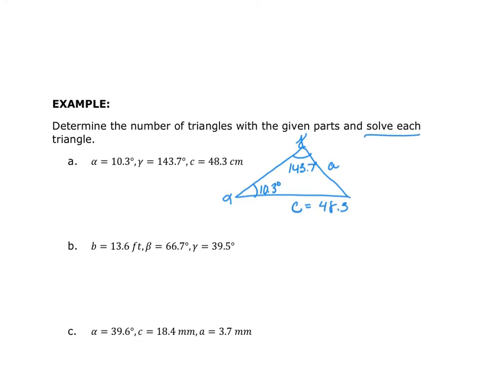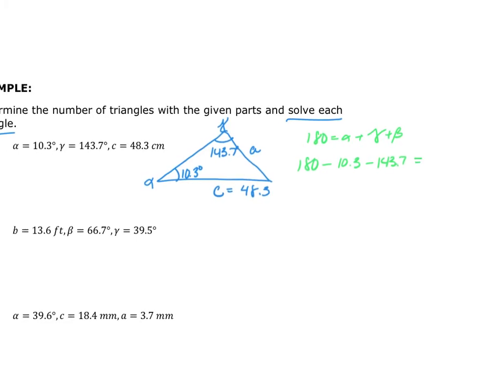When they're telling me to solve, that means when I get done, I want to find out what beta is and all the missing sides. I'm going to go with the low-hanging fruit. I know that all of my angles have to add up to 180. So alpha plus gamma plus beta have to be equal to 180. In other words, 180 minus the 10.3 minus 143.7 must be my angle beta. And I get my angle beta to be equal to 26 degrees.